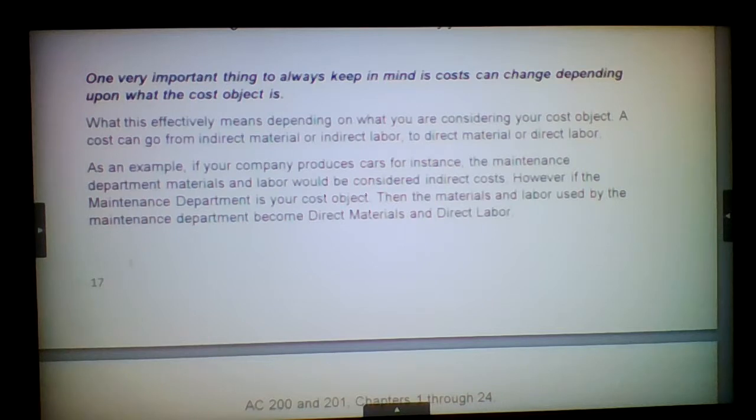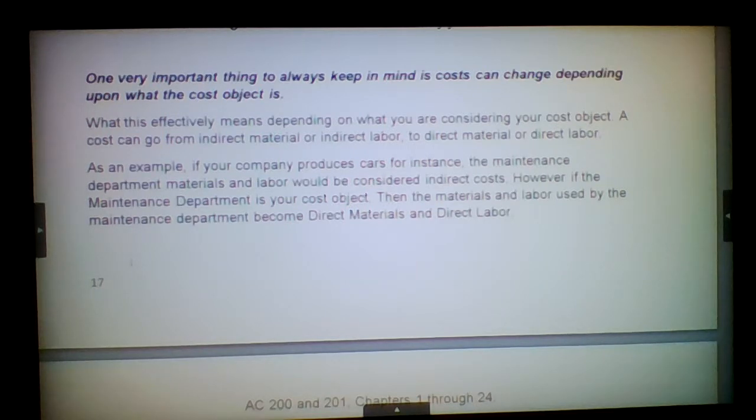Up here I have something in bold. One very important thing to always keep in mind is costs can change depending upon what the cost object is. What this effectively means, depending on what you are considering your cost object, a cost can go from indirect material or indirect labor to direct material or direct labor. As an example, the maintenance department that I've been talking about. If your company produces cars, the maintenance department materials and labors would be considered indirect costs. However, if the maintenance department is your cost object, the materials and labor used by the maintenance department become direct materials and direct labor.